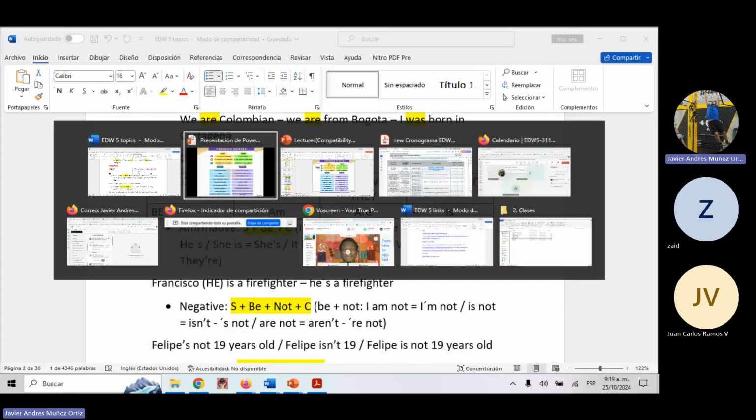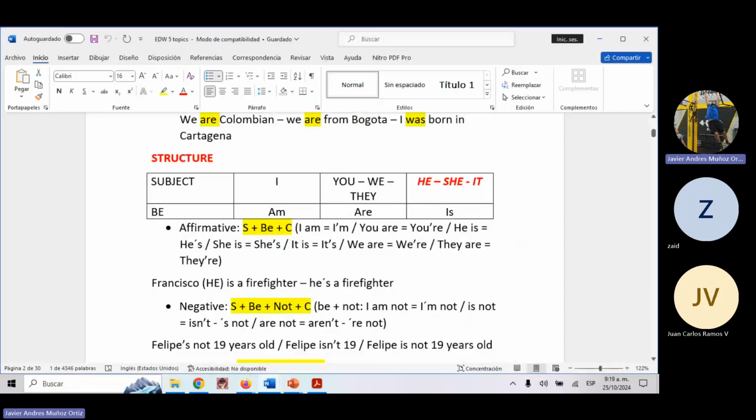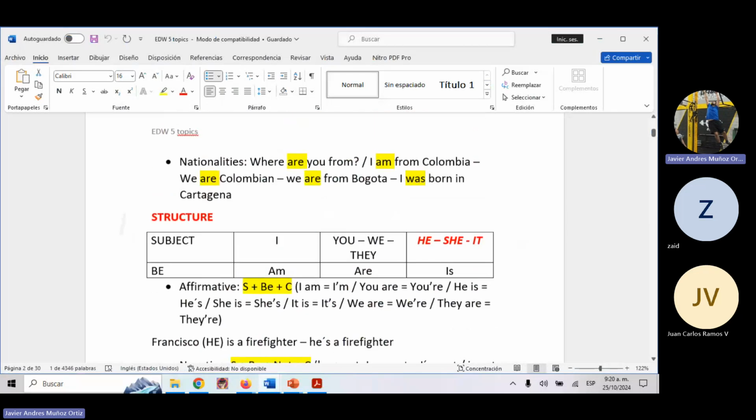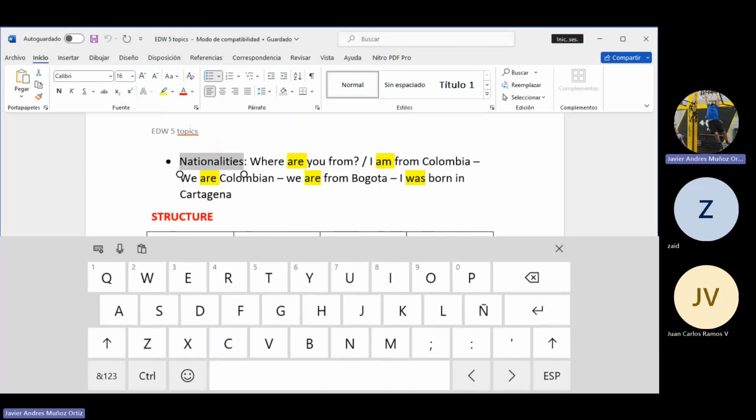About the structure, it's pretty much the same as in Spanish, right? Not exactly the same, but it's very similar. Because in Spanish we say, for example, Marcos está en casa. Marcos is at home. Pretty much the organization, right? So the organization is pretty much the same. When we say in Spanish, Mariana no es colombiana, Mariana es mexicana. Mariana is not Colombian, she is Mexican.